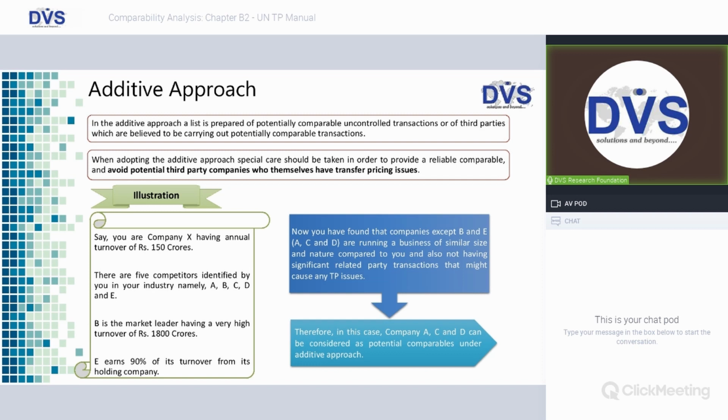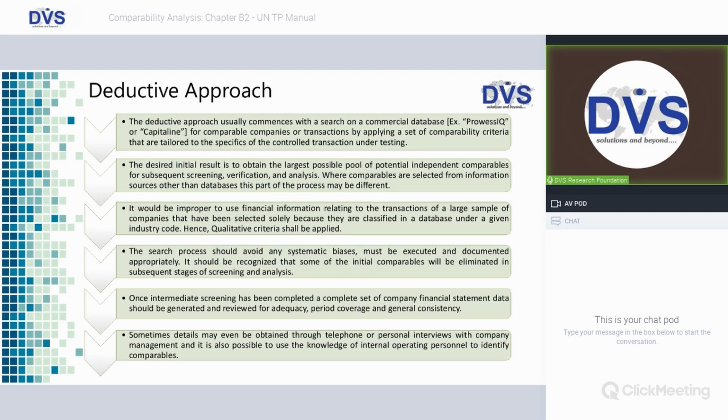So here the company's management itself did the analysis and came to a conclusion that these are comparable companies. The deductive approach is the approach used with a database. As I said, friends, for our particular company, the industry in which our company is operating, the same industry code or industry classification should be used while using a database like Prowess IQ or Capitaline. Friends, please note Prowess IQ is a database which is used by the department and accepted by the department. So whenever you're doing a transfer pricing study and using a database, it is better to use Prowess IQ.